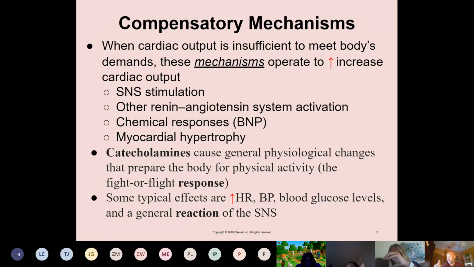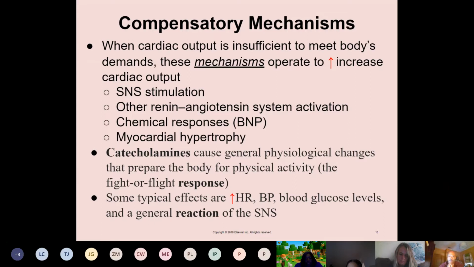All right? The heart is already sick. All right? And so these compensatory mechanisms can increase the cardiac output momentarily, but it does have very damaging effects on the myocardium. And this is when we have to give drugs to lower these activities. And I'll show you how we do that.